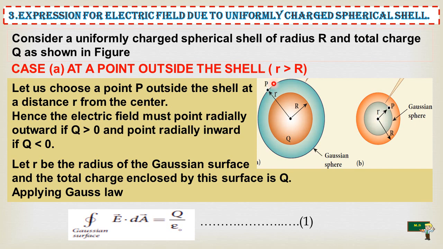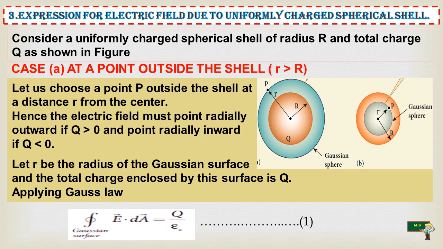Case A, at a point outside the shell, which is r is very much greater than capital R. Now let us choose a point P outside the shell at the distance r from the center. Here this is small r. Hence, the electric field must point radially outward if Q is greater than 0 and radially inward if Q is less than 0.